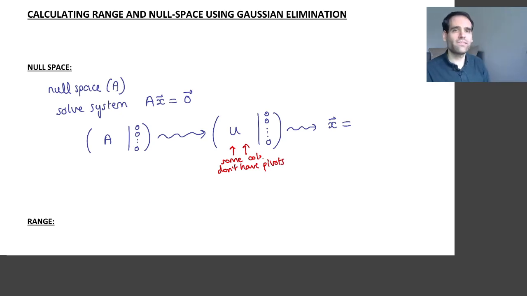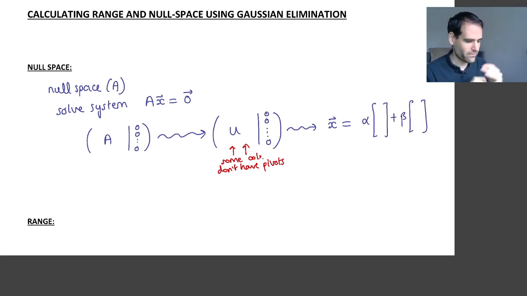and they are free variables, and therefore your solution X will be the free variables times some vectors. So alpha times a vector plus beta times a vector, with as many vectors as there are free variables. If there are no free variables because all the columns have pivots, then the null space is 0, and this means the nullity of the matrix is 0. It's a 0-dimensional point, which is the origin. This is how to calculate the null space.